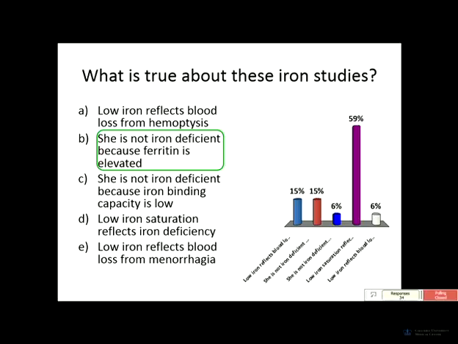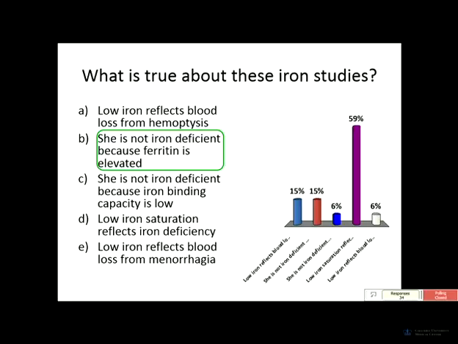Iron saturation is only useful in iron deficiency. In iron deficiency, you want to see low serum iron and high iron binding capacity. And here the iron binding capacity is suppressed because of the anemia of chronic inflammation.